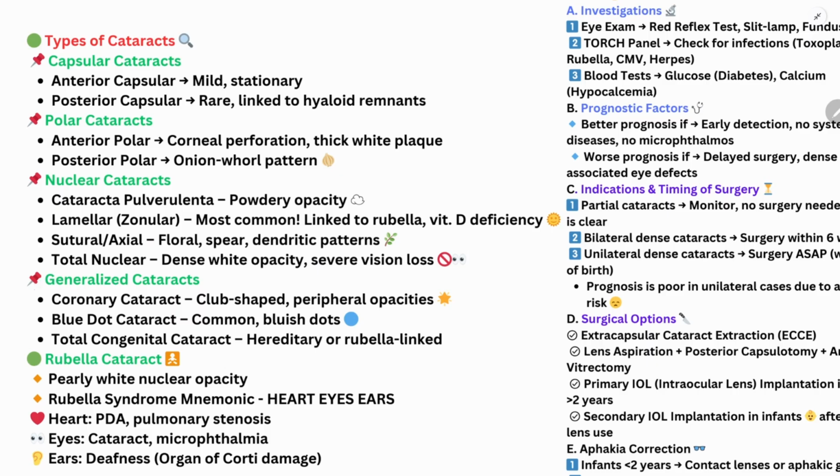And the next one is generalized cataract. This generalized cataract is divided into three types. First one is coronary, blue dot and total congenital. In coronary cataract you will see club shaped and peripheral opacity. So the opacities are present at the periphery of the lens. And in blue dot cataract, the name itself is saying you will see bluish dots. And in total congenital, which is hereditary or it can be caused by rubella linked infections.